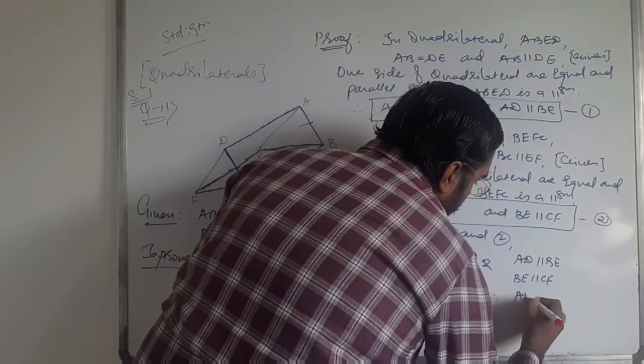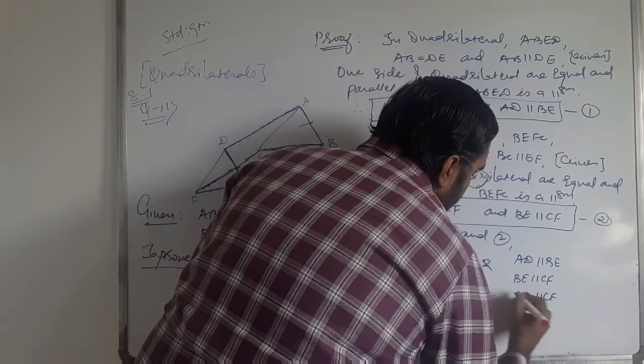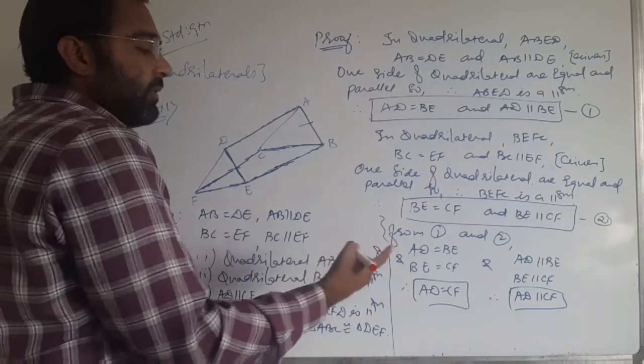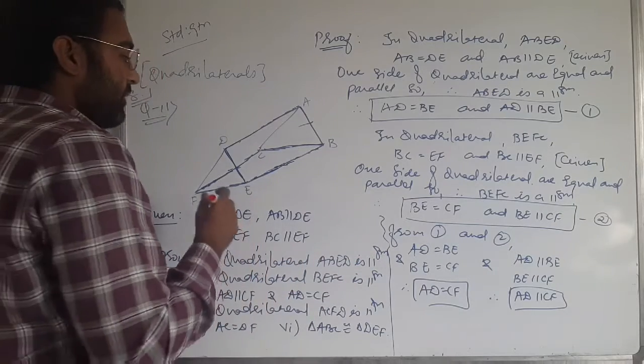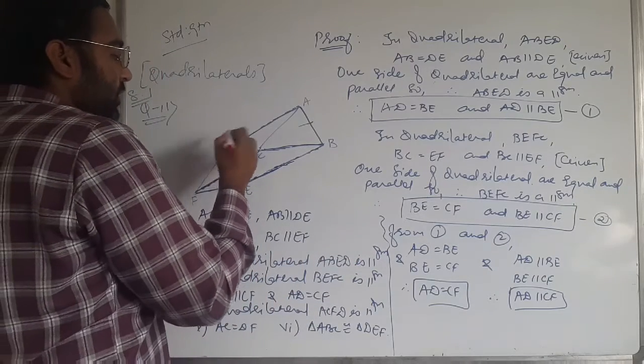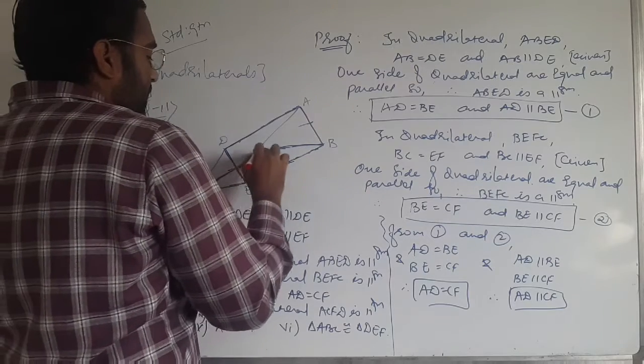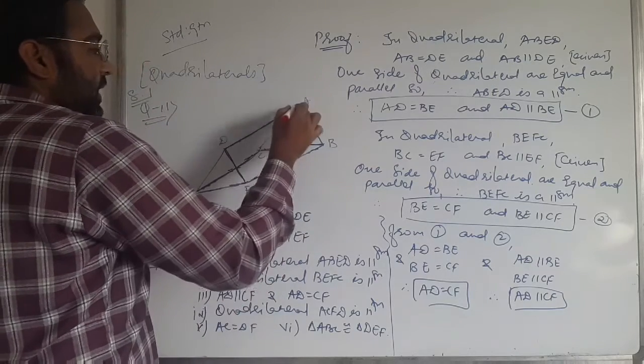Therefore we have to write that AD is parallel to CF. Okay, now AD is equal to CF and AD is parallel to CF. So AD is parallel to CF and AD is equal to CF.